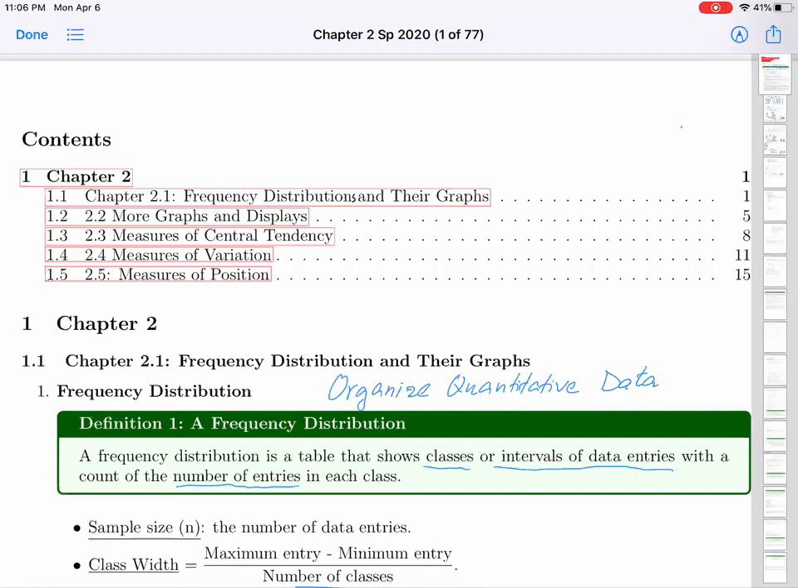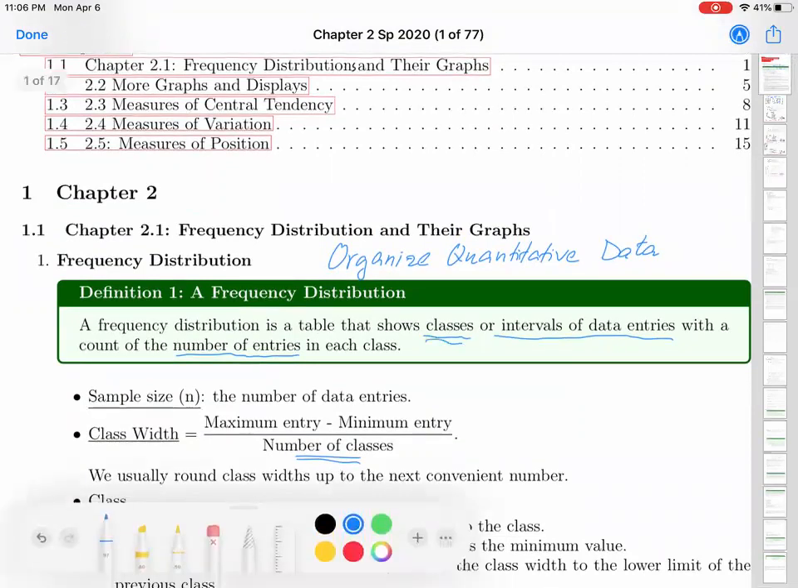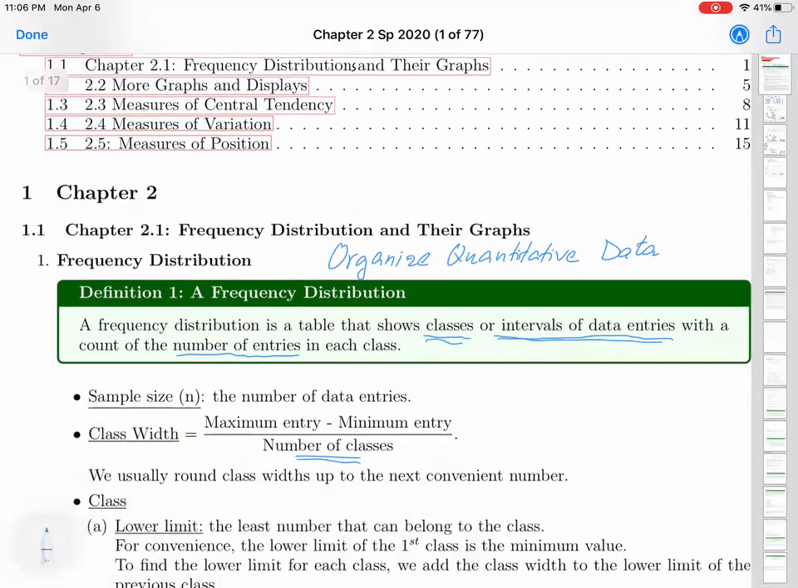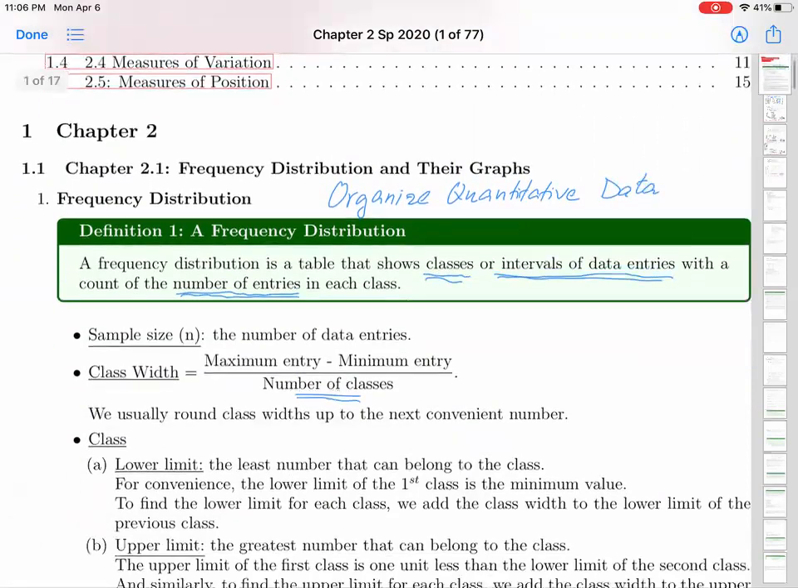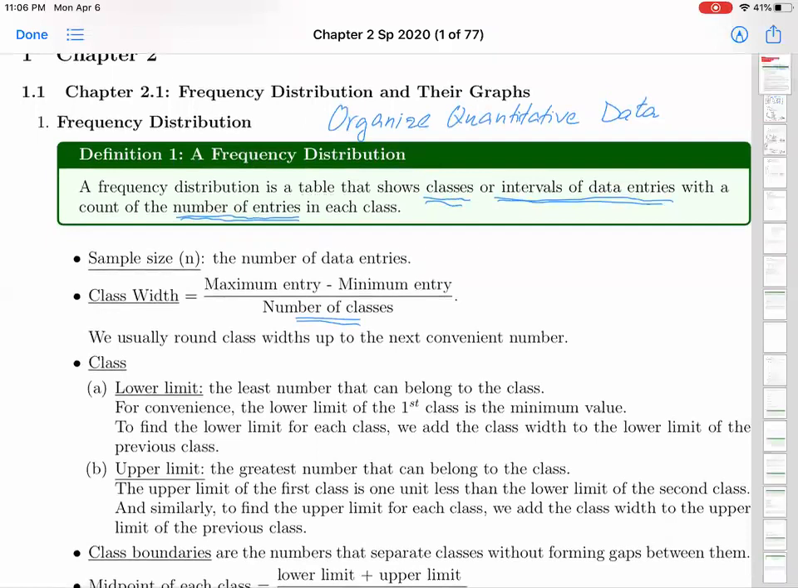All right. So what is a frequency distribution? A frequency distribution is a table that shows classes or intervals of data entries with a number of entries, which is the frequencies in each class. In order to construct a frequency distribution, we need to understand the following features. First, sample size is denoted using n, is the number of data entries.